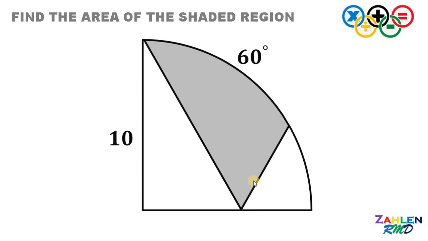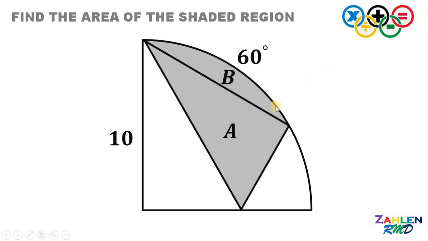Our goal in this question is to find the area shaded in gray. So given this quarter circle having the radius of 10 units and this arc is 60 degrees. Now how are we going to answer this question? To answer this question, what we're going to do is to cut this gray region into two parts. Now let's call this region as region A and this region as region B.